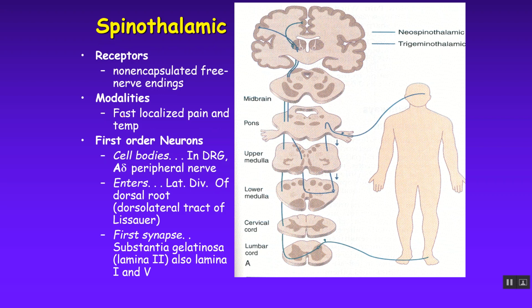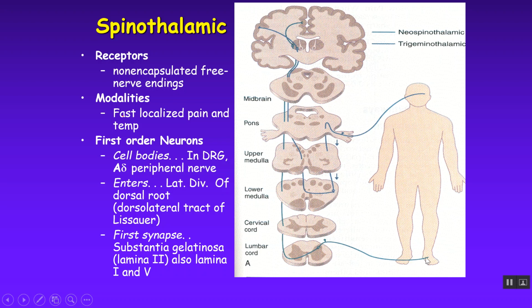so let's talk spinothalamic. Receptors: free nerve endings. Remember, all pain receptors and thermoreceptors always are free nerve endings. You just have to stimulate them to a certain level to get them to cause pain. They have a high threshold. You stimulate them enough, they cause pain. Spinothalamic is this fast, localized pain and temperature.